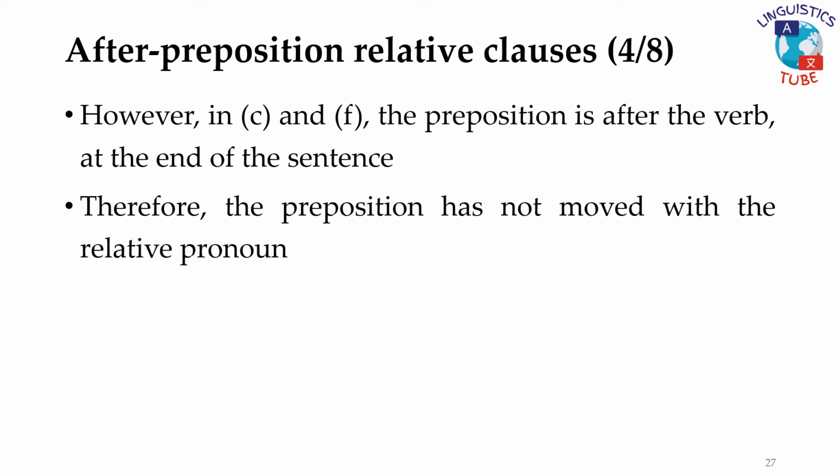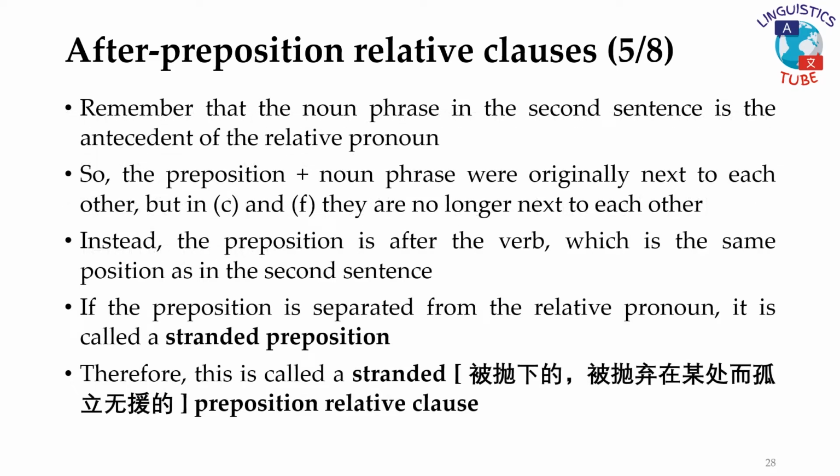Let's explore this process in more detail. Keep in mind that the noun phrase in the original second full sentence is the antecedent of the relative pronoun. So, the preposition plus noun phrase were originally next to each other in one prepositional phrase, but in this type of relative clause, they are no longer next to each other. This is because the relative pronoun has moved, whereas the preposition has stayed in its original position. In other words, the preposition is still after the verb, which is the same position as the original second full sentence.